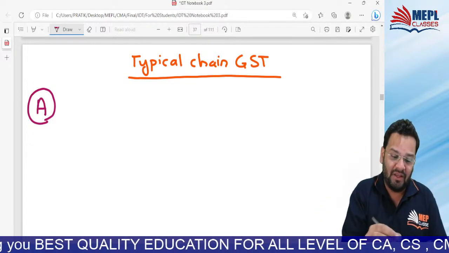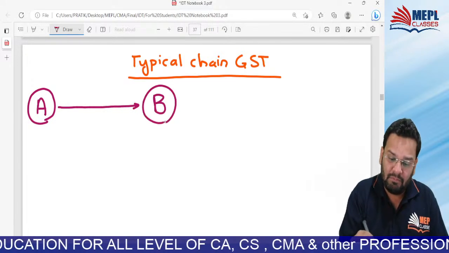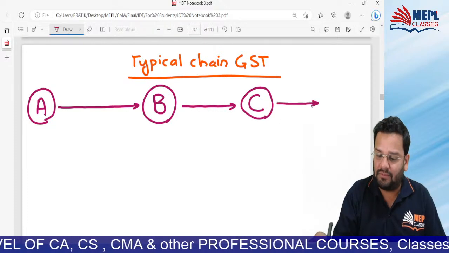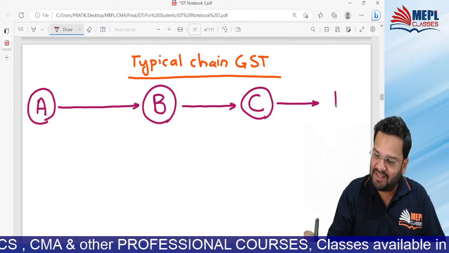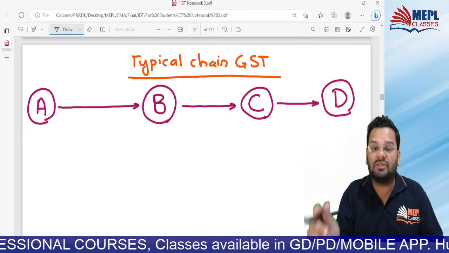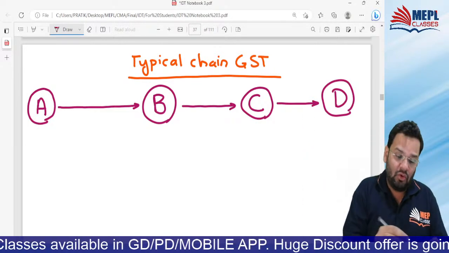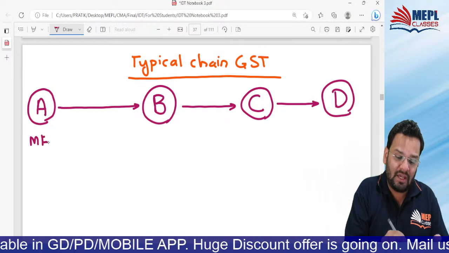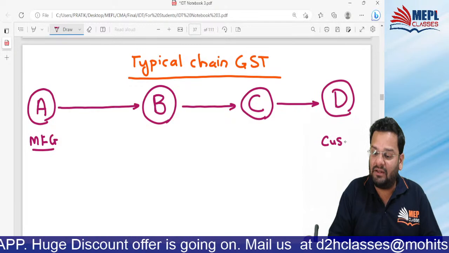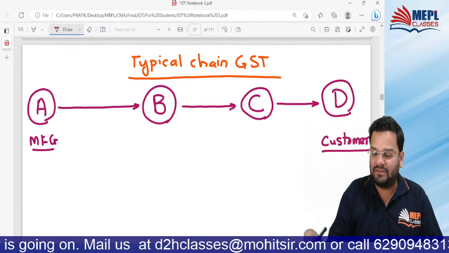So this A sells goods to B, B sells goods to C, C sells goods to D, isn't it? So finally goods reach this D. From A, the goods reach to the D. Who is this A? This A is the manufacturer. And who is this D? This D is the end consumer, or you can say the end customer.